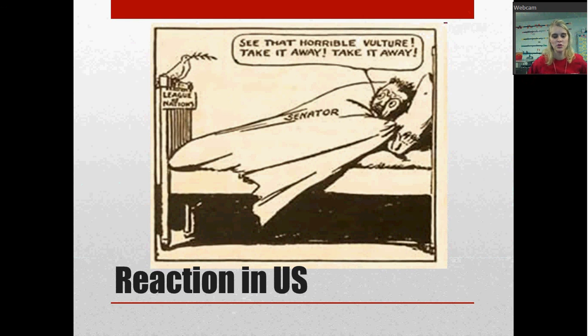This is a political cartoon that is against the senators. So if you look at it here, the senator is afraid, see that horrible vulture, take it away, take it away. And what is the horrible vulture? It's the League of Nations. How is it represented? It's a dove, right? A dove is a symbol of peace. It's got an olive branch in its mouth, which is also a symbol of peace. So basically this political cartoon is saying, you're crazy to be afraid of the League of Nations. It is a peacekeeping organization. Why in the world would you be afraid of it, right?